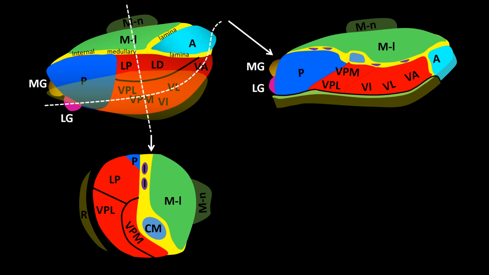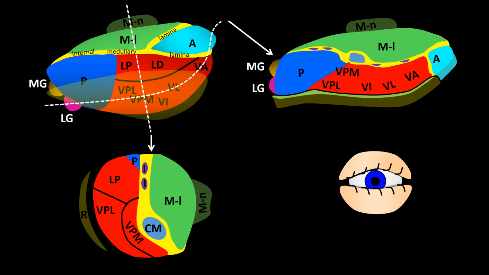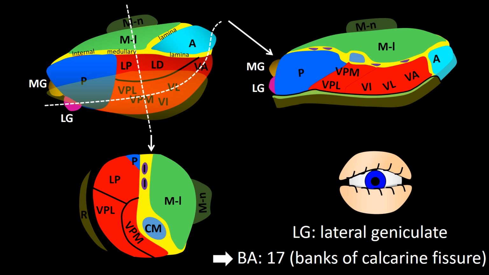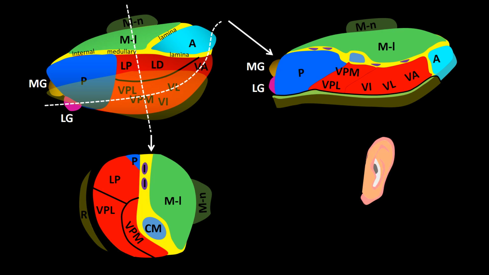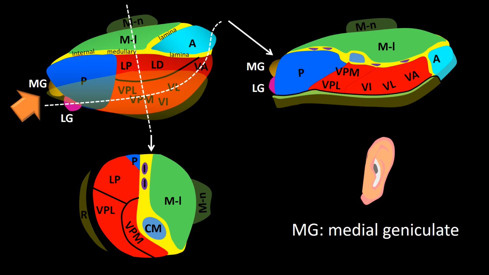I have now introduced a coronal cut at the interrupted line, and now a transverse cut through the new interrupted line. As you recall, all sensation except for smell goes through the thalamus to reach the cerebral cortex, so they all have their specific nucleus. Vision involves the lateral geniculate nucleus, from where fibers go to the Brodmann area 17 located at the banks of the calcarine fissure. Hearing involves the medial geniculate nucleus, from where fibers go to Brodmann area 41 or Heschl's gyrus at the transverse temporal gyrus.